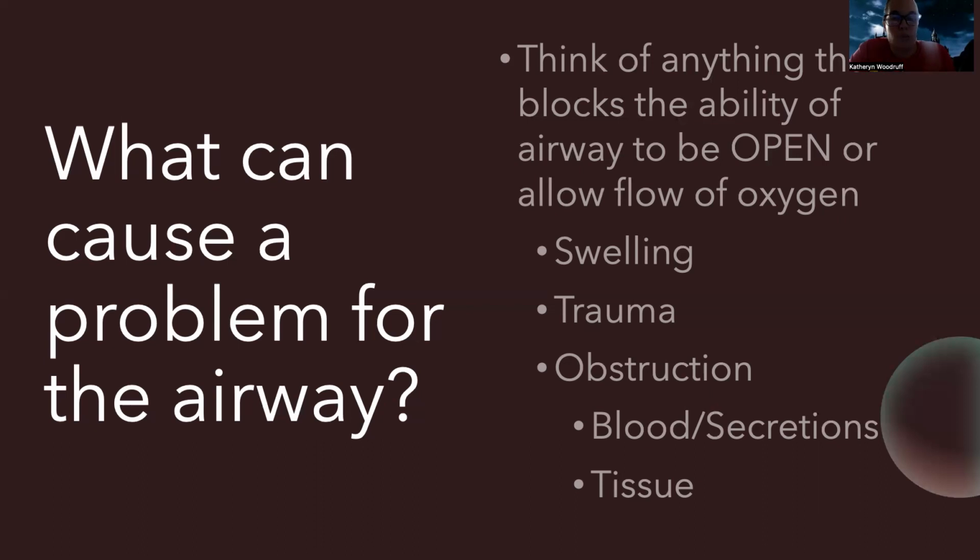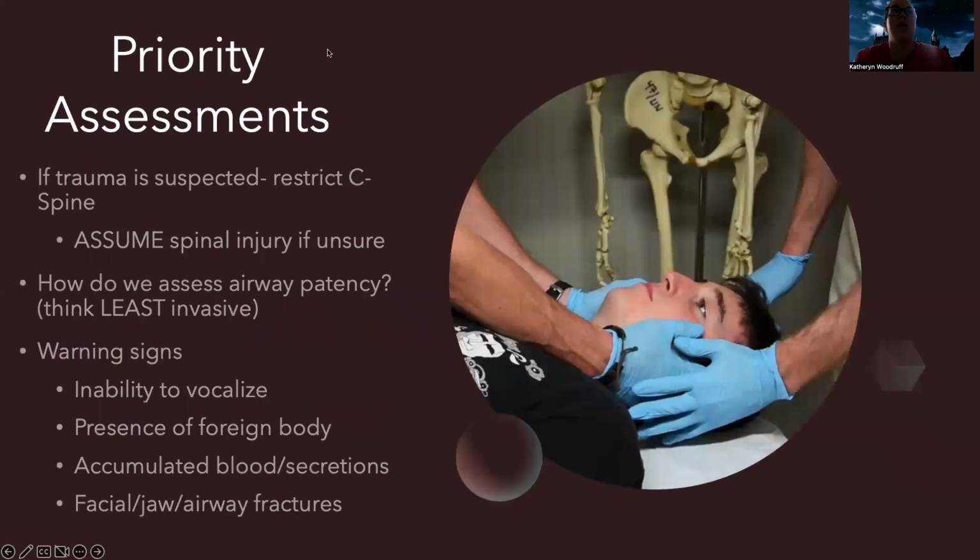But some of the big ones, especially in trauma, are going to be localized swelling or trauma to the actual structures of the airway, things getting in the airway like blood and secretions, or tissues putting pressure on it and blocking. So priority assessments, if you think of this in terms of a primary trauma survey, it's going to be the A for airway. But students ask me all the time what comes first, C-spine immobilization or airway.